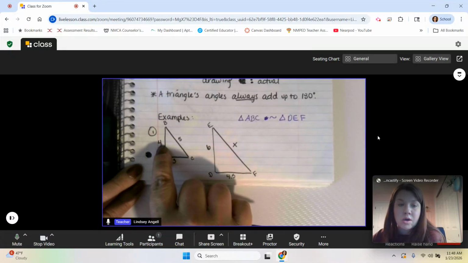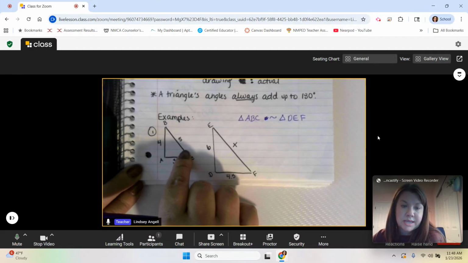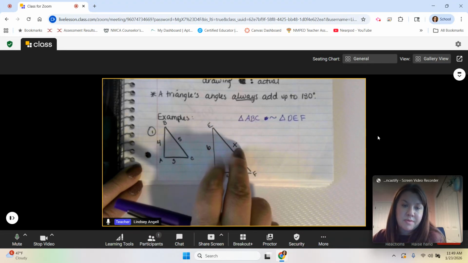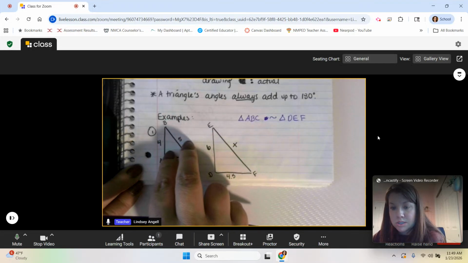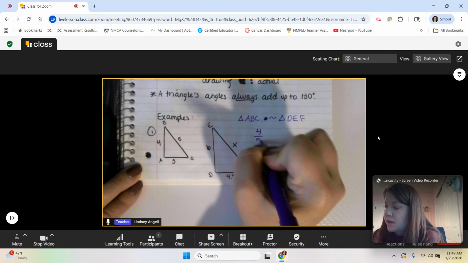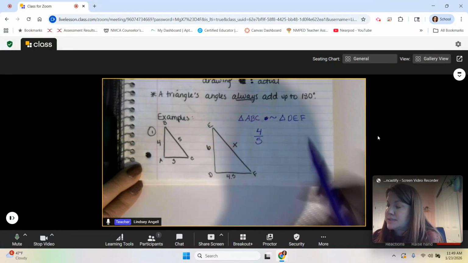So I know this side here and this one, it almost looks like a hypotenuse, right? I know those. Over here, I know one of them, and I don't know the other. But I can use those to create a proportion. I can compare 4 to 5. That's my straight side versus my angled side.